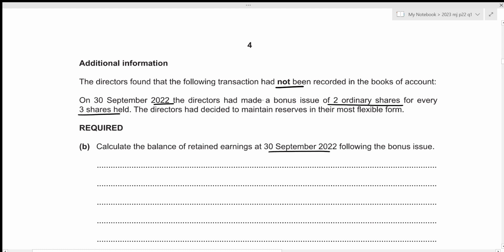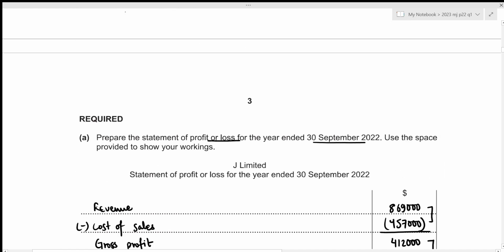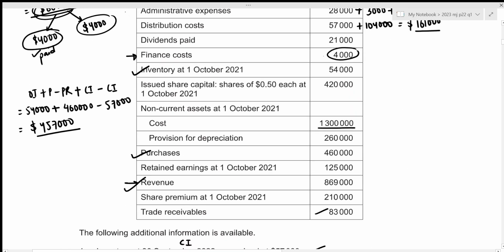Okay, let's first calculate our bonus issue. So we were told that for every 3 ordinary shares that we have, we'll be providing 2 bonus shares. Let's first figure out the total number of ordinary shares that we have. Okay, we're given the total value and the nominal rate right here. And we know that in order to figure out the number of ordinary shares, we just need to divide the total value by the nominal rate. So that's 420,000 divided by 0.50, which results in the number of shares to be 840,000.